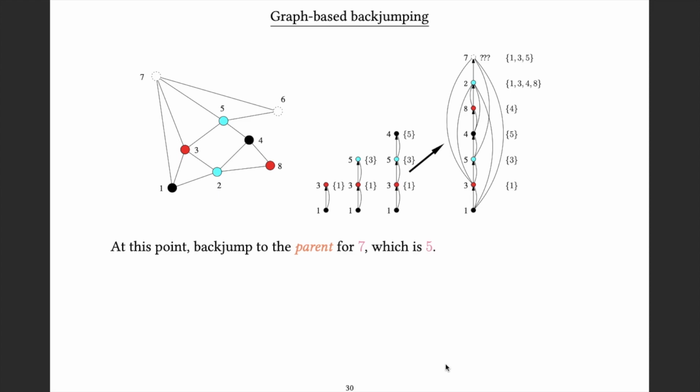Now, at the point that we get to assigning variable 7 and we realize there are no possibilities left, we look at its ancestors and we take the most recent one in the sequence. The most recent assignment in the sequence out of variables 1, 3, and 5 is variable 5. So that's the one that we backjump to.